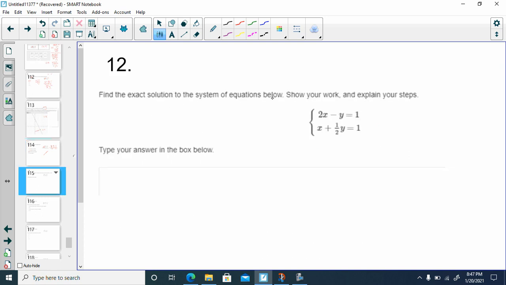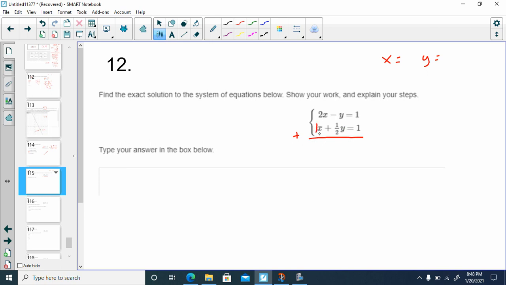Find the exact solution to the system of equations below. Show your work and explain your steps. Well, let's think about this. I can't really plot it. Neither one says x is equal to or y is equal to. So we're going to have to eliminate a variable. We're going to have to use elimination. The x's are over each other, the y's are over each other, and the equals and the ones. Okay. Let's see what we can do to get rid of one of these variables.